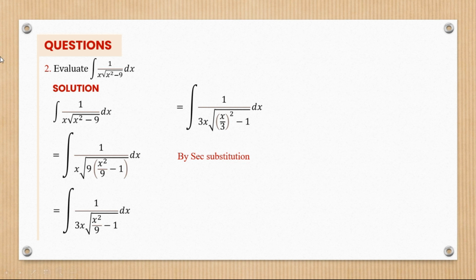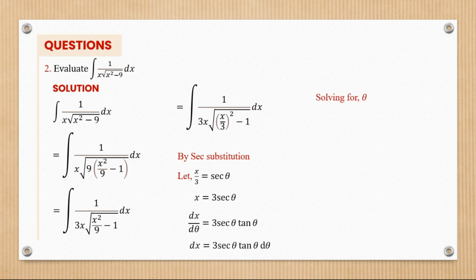So by sec substitution, this value x over 3 shall be equal to sec theta. Now x will make x a subject, we shall have x being equal to 3 sec theta. So dx d theta, when I differentiate that, it shall be equal to 3 sec theta tan theta. Make dx a subject and dx shall be equal to 3 sec theta tan theta d theta.